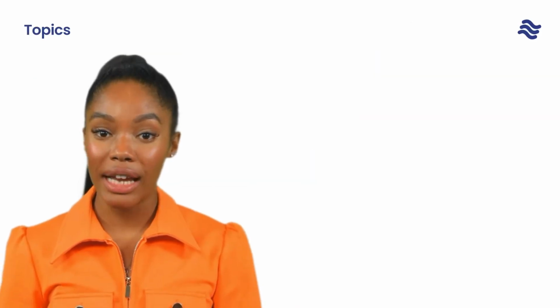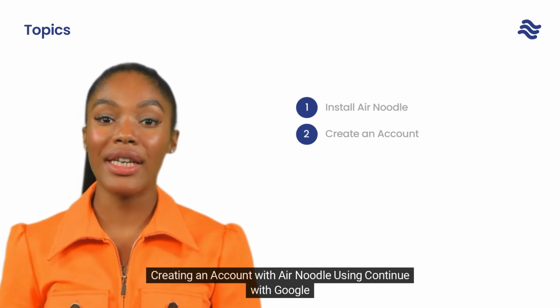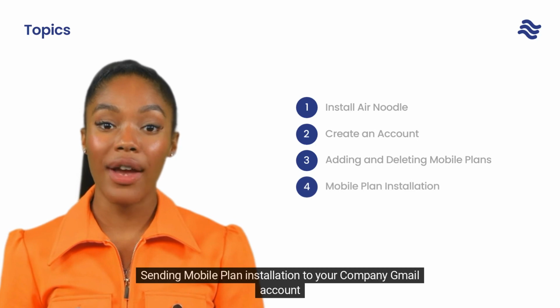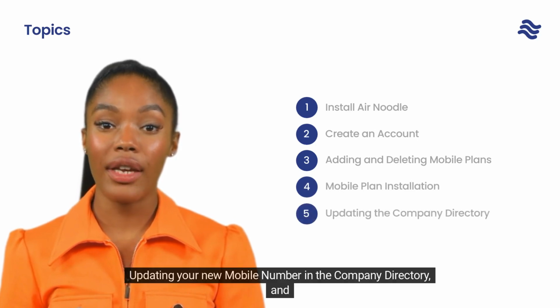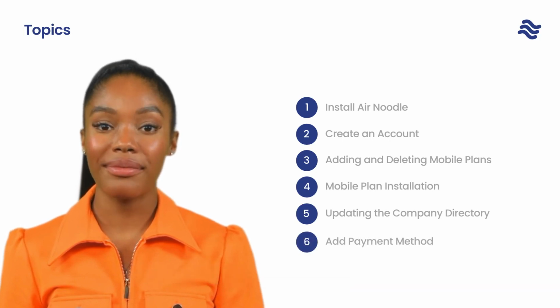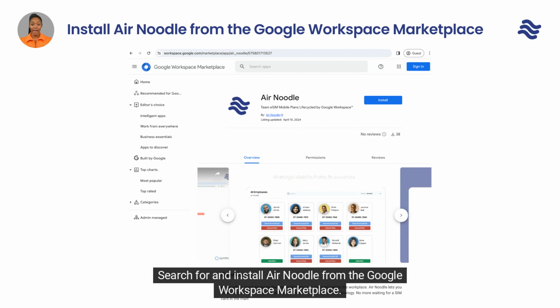We will cover installing Noodle, creating an account with Noodle using Continue with Google, adding and deleting mobile plans, sending mobile plan installation to your company Gmail account, updating your new mobile number in the company directory, and adding a payment method. You will need to be a Google Workspace administrator of your company Workspace to install and use Noodle. Search for and install Noodle from the Google Workspace Marketplace.